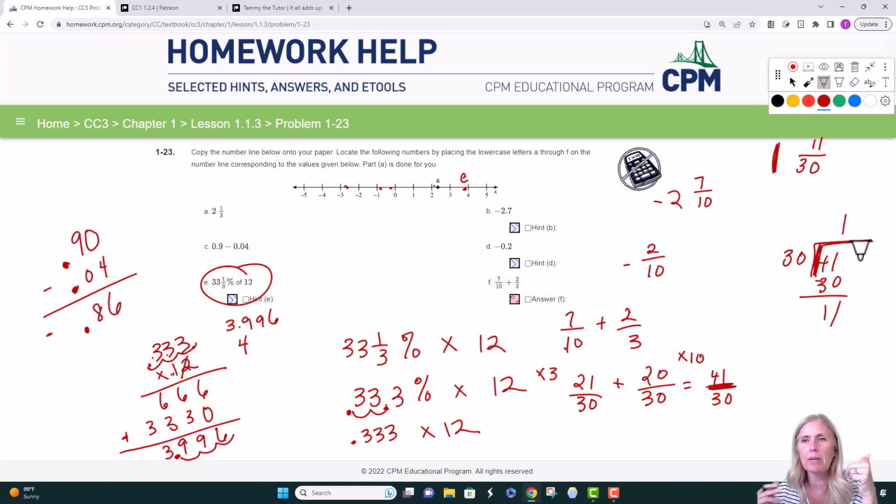You just didn't know how to maybe connect it. So think about where 1.5 would have been. That would have been perfectly in the middle. You need to go over a little bit less because 11/30ths is not quite as big as 15/30ths or 1/2. And that would have been the F.